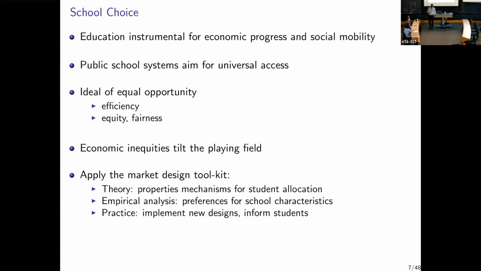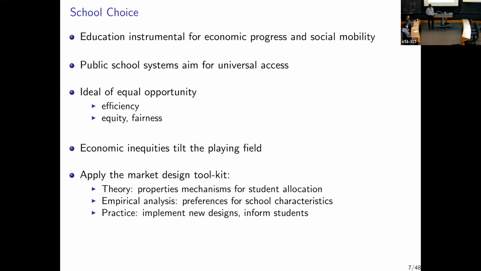Okay, and that's a great opportunity for empirical researchers, because we're going to be able to apply the market design toolkit. Essentially, we're going to use theory to evaluate the properties of the mechanisms that we use for student allocation. So you talked about DA, you talked about top trading cycles, you talked about the Boston mechanism. Those are all things that we can study theoretically. And we can do empirical analysis.